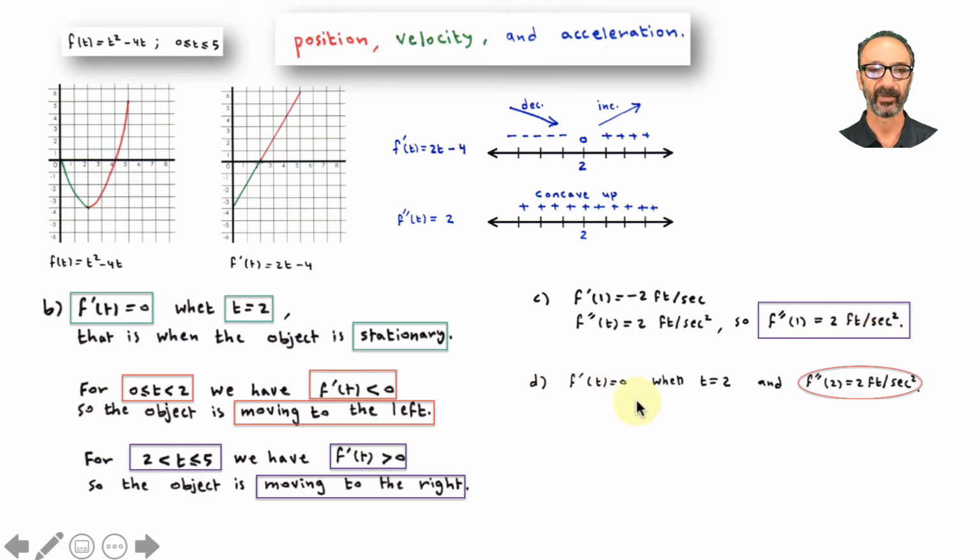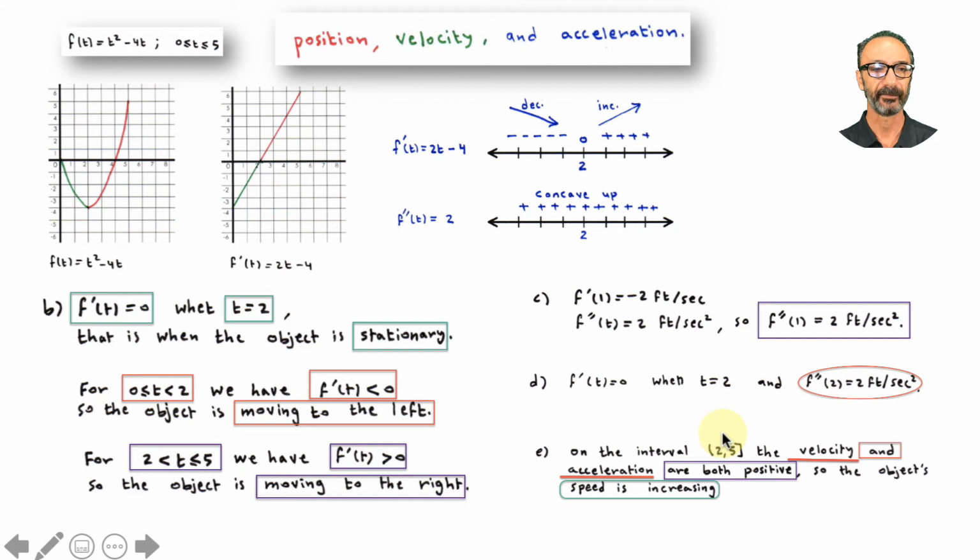Part D, they're asking what is the acceleration when the velocity is 0. So what you do, take f prime, make it 0. That's the velocity, and that happens at 2. Take this 2 and plug it in. The second derivative doesn't change. So the acceleration at 2 when the velocity is 0 is 2 feet per second squared.